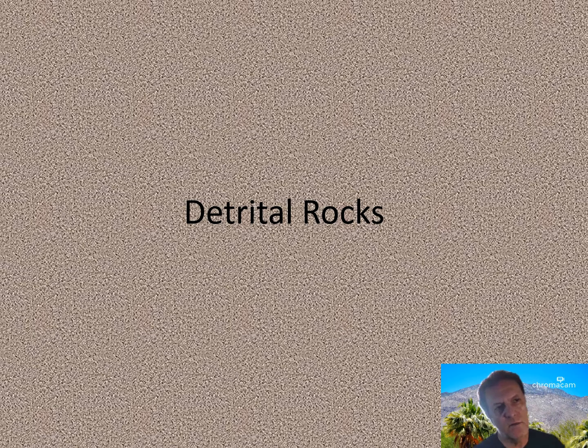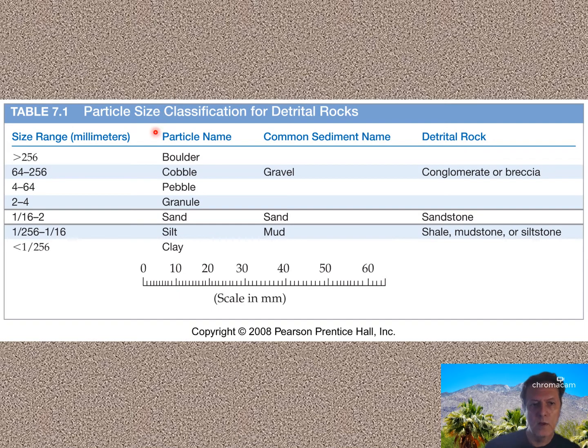Let's talk about different types of sedimentary rock. The first type is called detrital. Detritus is a word that means fragments, so it stands to reason that one type of sedimentary rock would be a detrital rock. So a detrital rock is a sedimentary rock made of pieces. What are the pieces? Well, you have clay, you have silt, you have sand, all the way to boulder.